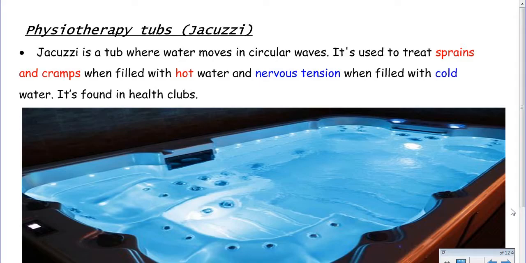And we have an important life application of waves, which is called the jacuzzi. And the jacuzzi is a tub where water moves in circular waves, okay, and it's used to treat sprains and cramps when we use hot water, or nervous tensions if it is filled with cold water.